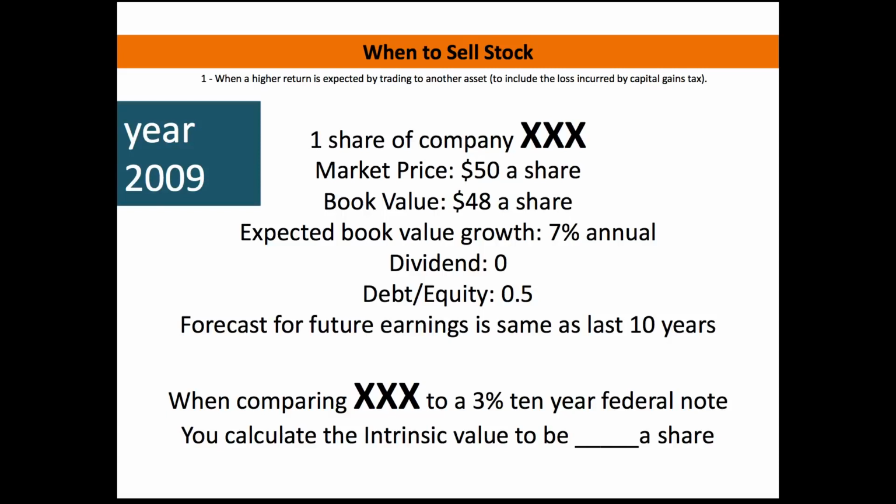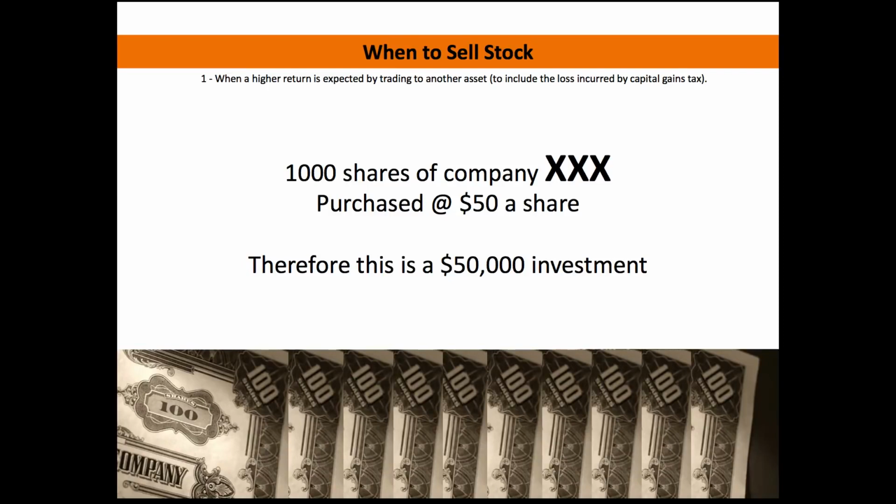in order to really understand how that intrinsic value calculator works. So after running all those numbers through our intrinsic value calculator, we know that company XXX, which is trading on the market for $50 a share, we believe its value to be worth $70 a share when we compare it to a 3% 10-year federal note. Okay, so when we look at that, let's assume that we would go ahead and buy some shares of this company because it was at a decent price. It was trading for 50 and we think it's worth 70 when comparing it to the note. So let's just say we buy 1,000 shares of company XXX, and we purchase those shares at $50 a share. So therefore, this is a $50,000 investment that we just made in this company.